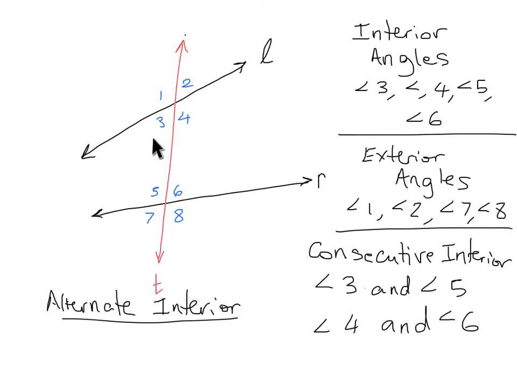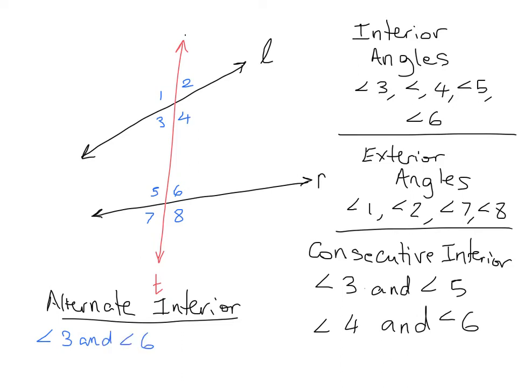It also has to be non-adjacent. So it can't be 3 and 4 because those are adjacent. So it has to be on opposite sides and non-adjacent. So 3 and 6 are called alternate interior angles for that reason. So angle 3 and angle 6.